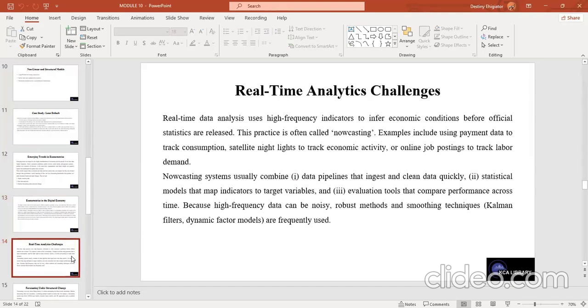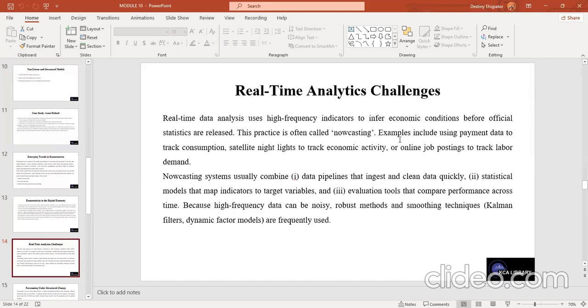Let's look at the next one here. We have the real-time analytics challenge. Real-time data analysis uses high-frequency indicators to infer economic conditions before official statistics are released. This practice is often called nowcasting.